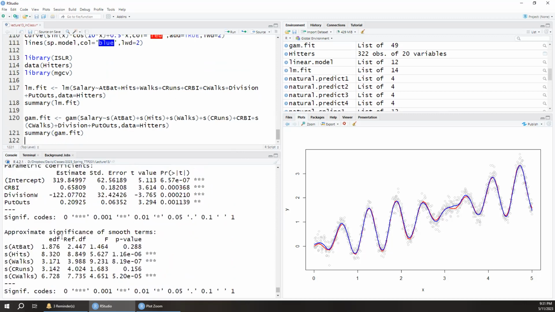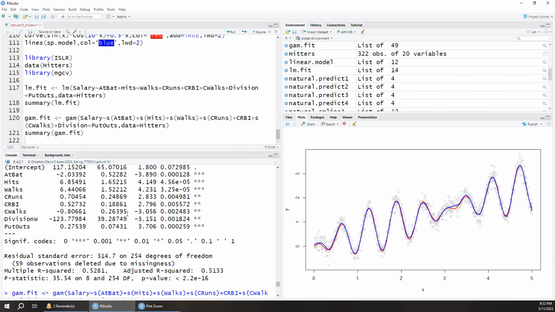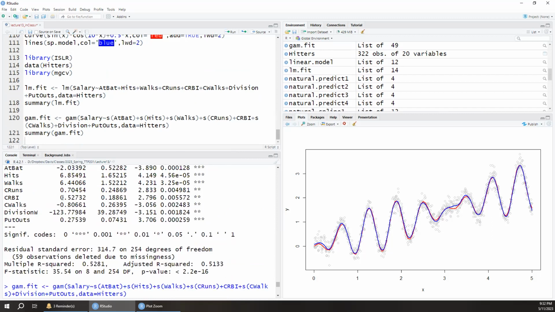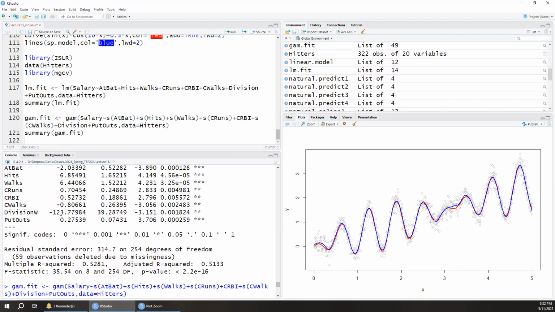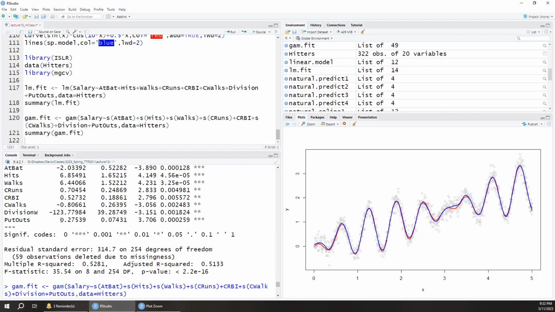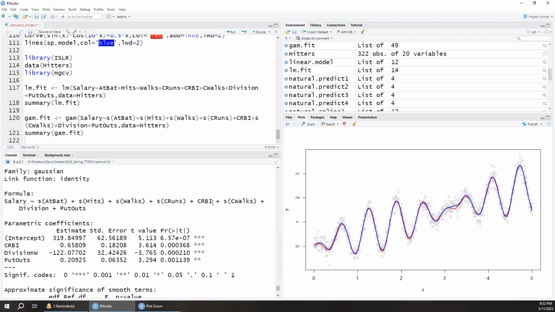Okay, and so here we've got linear estimates with coefficients that are actually going to be pretty close to before, I believe. So CRBI is 0.658. Here it's 0.527. Division W, -122, -123, and putouts 0.209. Up here, 275. So relatively close.